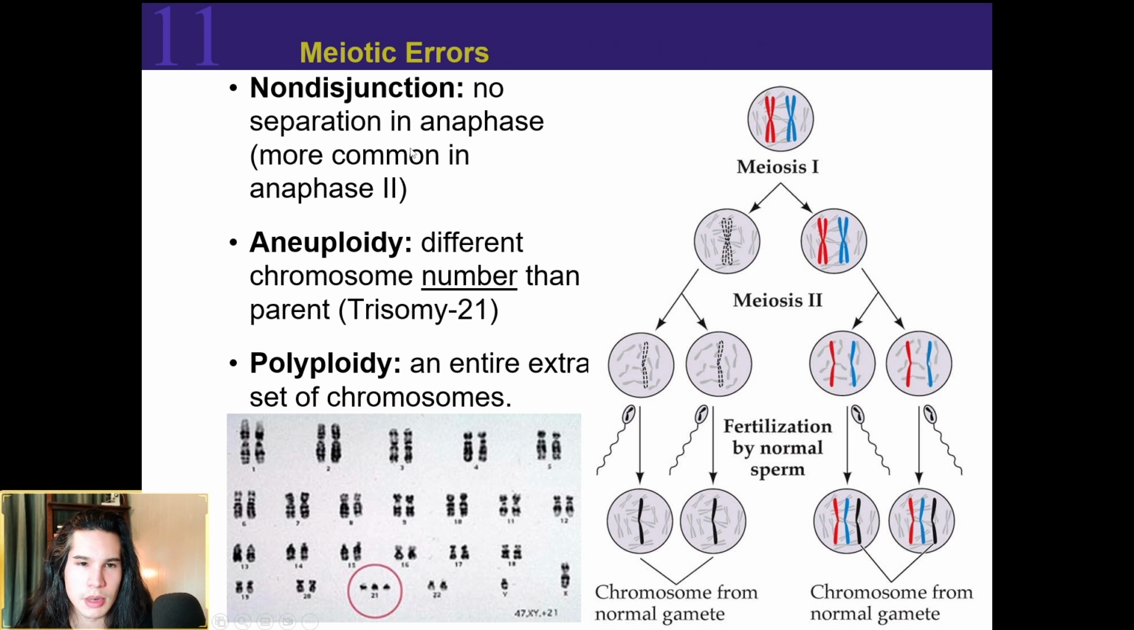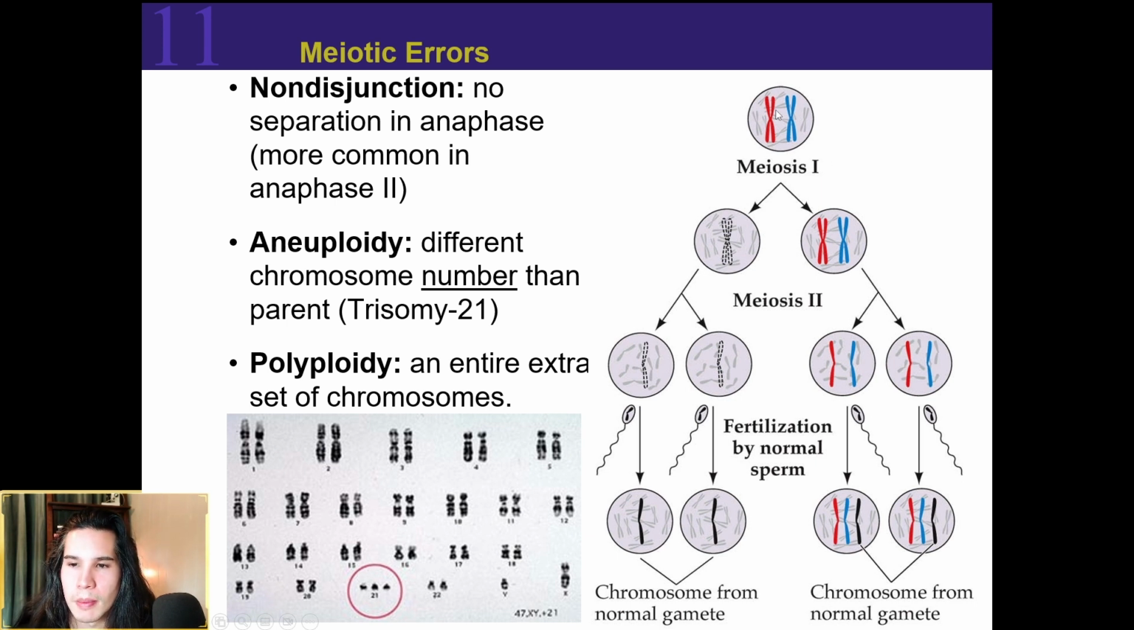All right, so let's talk about some meiotic errors that can occur. Non-disjunction, kind of as the name implies, it's non, so the absence of disjoining, so things failing to disjoin, so this is where you have no separation in an anaphase step. So more common in anaphase 2. However, this figure actually depicts this happening during anaphase 1. So we'll just go over it really quick.